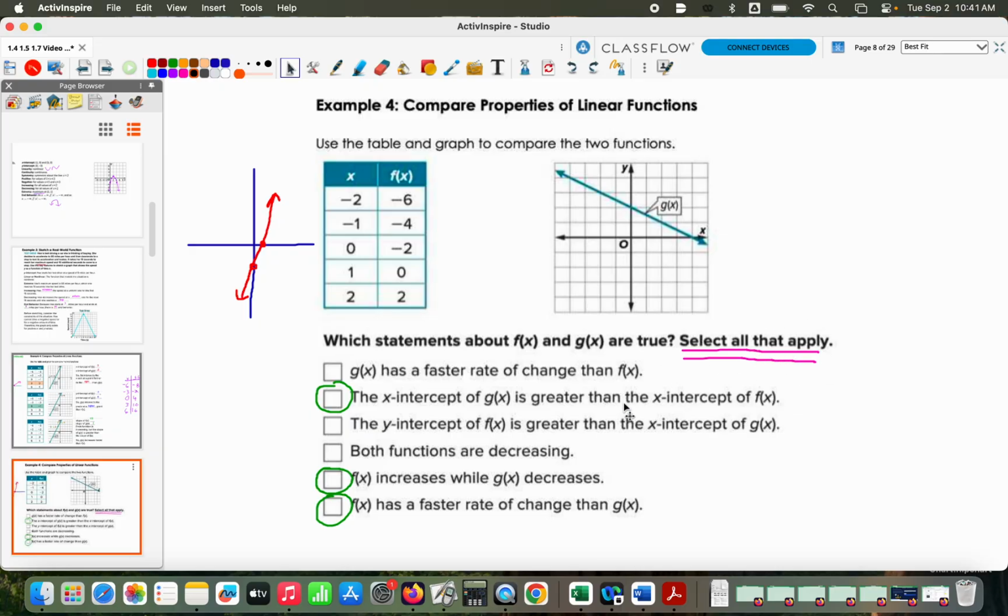By the way, select all that apply. The x-intercept of g of x is greater. Let's see, the x-intercept's way over here versus just at 1, so yeah, that makes sense. The y-intercept of f of x is greater. I don't know, the y-intercept here is -2. This y-intercept is +2, so nope, that's not true. Both functions are decreasing. Well, g of x is, but when we see it from the table or the graph, it looks like f of x is increasing. f of x increases while g of x decreases. Yep, that's what we just talked about. And f of x has a faster rate of change. I would say yes, because f of x has a slope of +2 versus just a slope of -1/2.